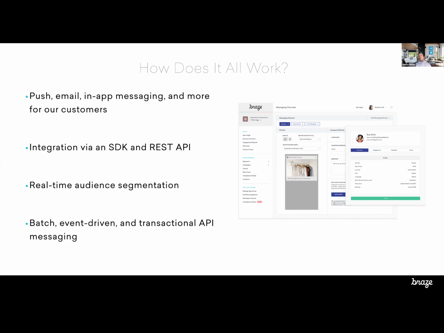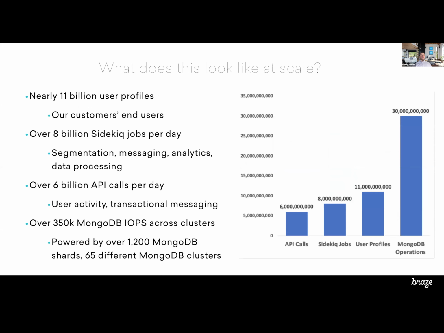As you could probably tell, all these campaigns sending to end users on a large scale generate a whole lot of data. So we have 11 billion user profiles, 8 billion Sidekick jobs, 6 billion API calls, and over 350 MongoDB operations across all our clusters. And this slide is not completely up to date, so these numbers have grown since I put this together even.